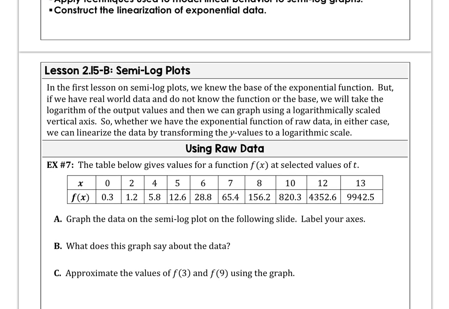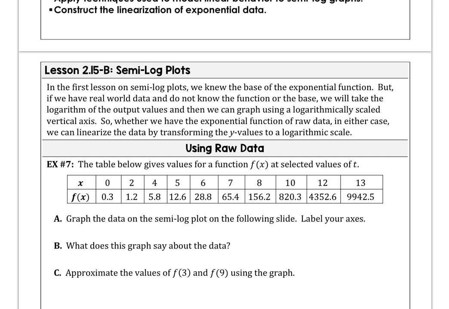Let's read this top paragraph. It's important to understand. In the first lesson on semi-log plots, we knew the base of the exponential function. But what if we have real-world data and don't know the function and we don't know the base? We could take the logarithm of the y values and then we could graph using a logarithmically scaled vertical axis. So whether we have the exponential function or raw data, in either case, we want to linearize the data by transforming the y values to a log scale. This is the big idea of semi-log plots.